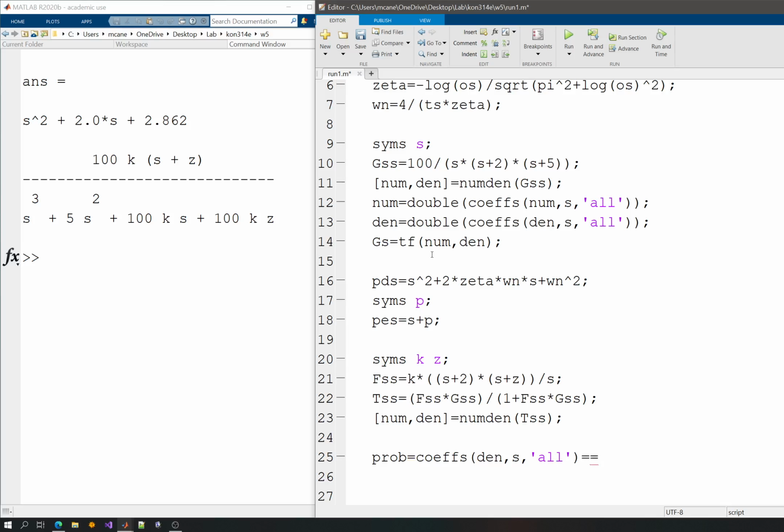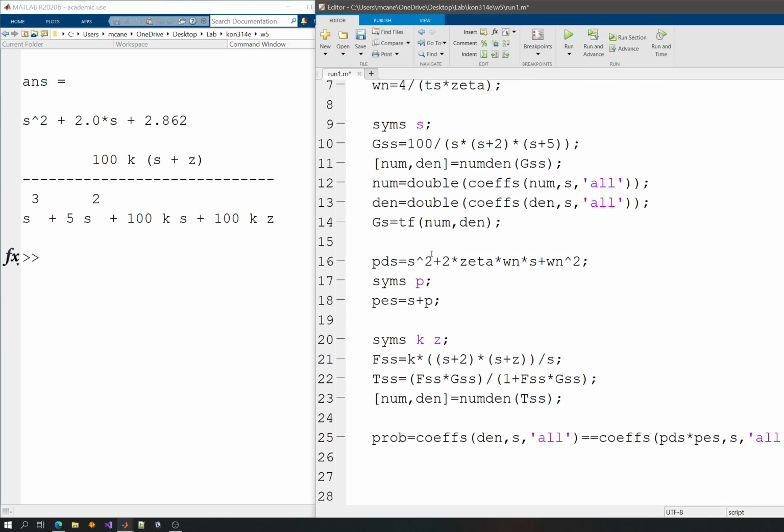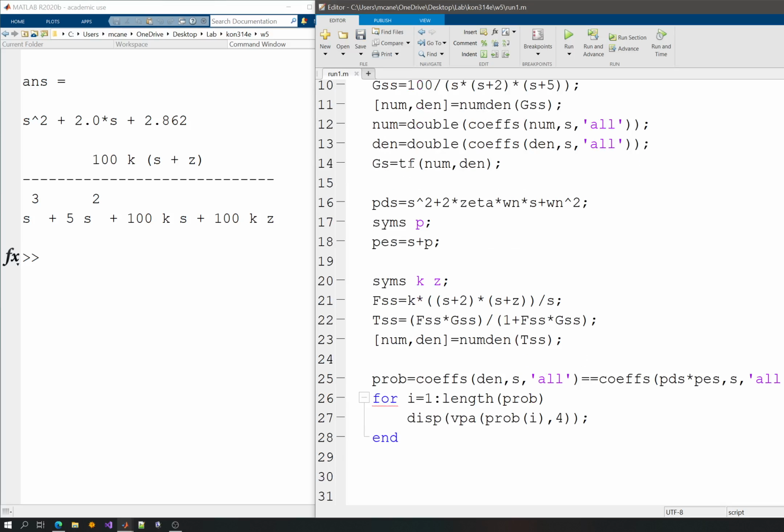Basically, I don't need this anymore, and I'm going to use num equals, comma, s, comma, to equal, and I'm using two equal signs here, the coefficients of PDS times PES, and then comma s, comma p, k, z. And as you remember, I might use for i equals 1 to length of problem, and then vpa of problem, the ith element of the problem, vpa for it, maybe also display, and then I can see my problem now.